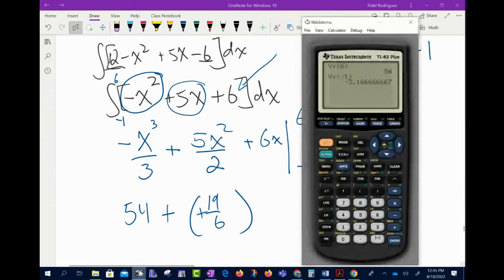Okay, so then if I just add 54 to that, so let me go like this. 54 plus 19 over 6. Okay, it's going to give me that. And if I do math and convert it back to a fraction, I'm coming up with 343 over 6. That's what I'm coming up with. Anybody else coming up with the same answer? Yeah? 343 over 6. We good?